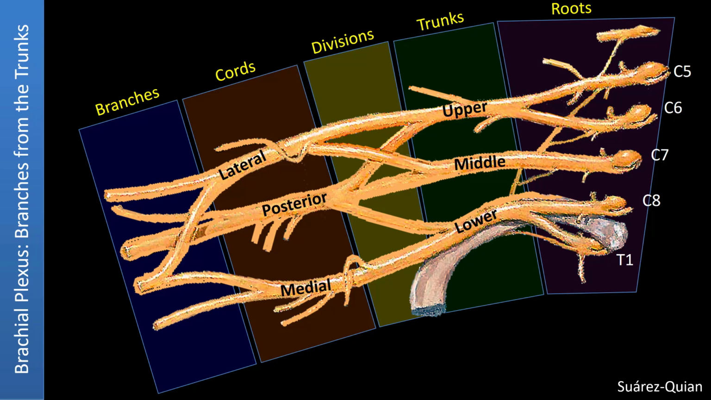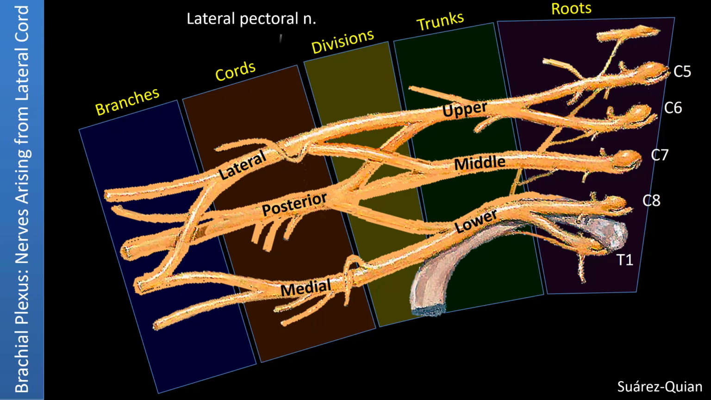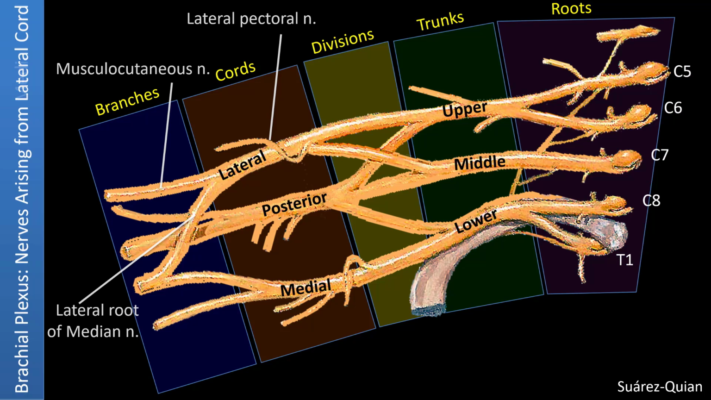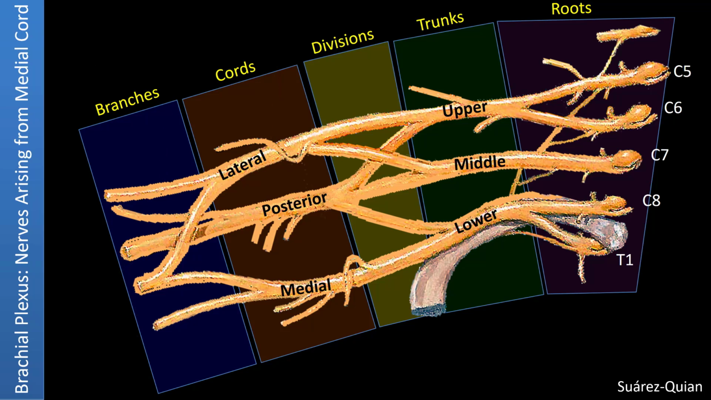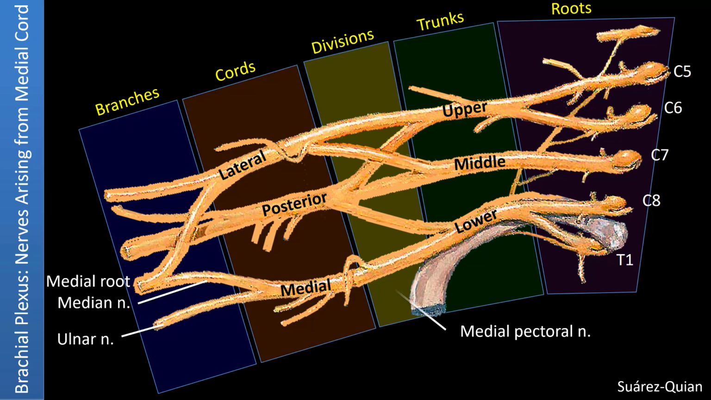From the trunks, there's only one nerve, the suprascapular nerve. From the lateral cord, we have the lateral pectoral nerve, the musculocutaneous, and the lateral root of the median nerve. From the medial cord, there are 5 terminal branches: the ulnar nerve, the medial root of the median nerve, the medial pectoral nerve, the medial cutaneous nerve of the forearm, and finally, the medial cutaneous nerve of the arm.